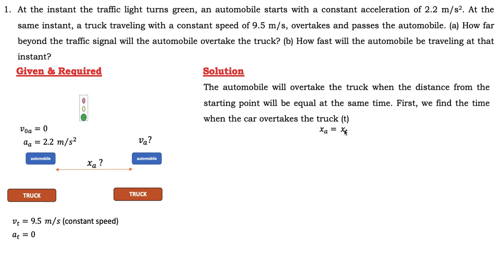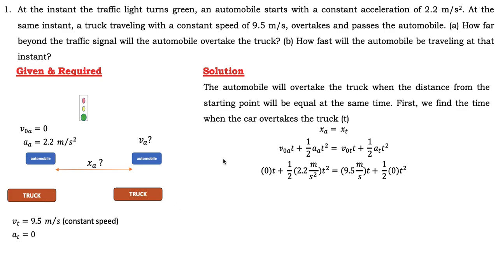Using the equation of straight motion, this is the initial speed of the automobile times the time, plus the acceleration of the automobile times the time squared. The initial speed of the truck times time, plus the acceleration of the truck times time squared. Then we substitute the value of each variable.